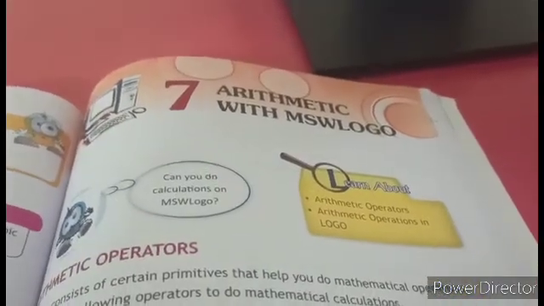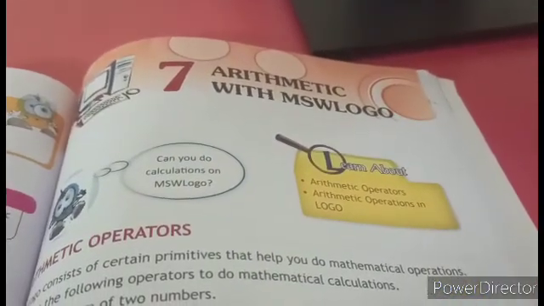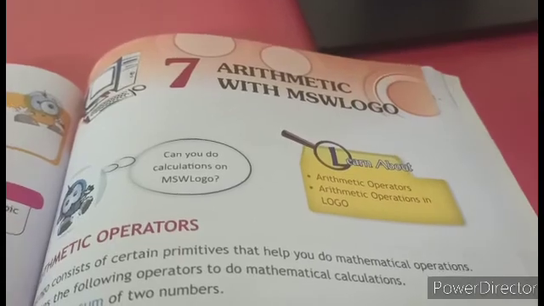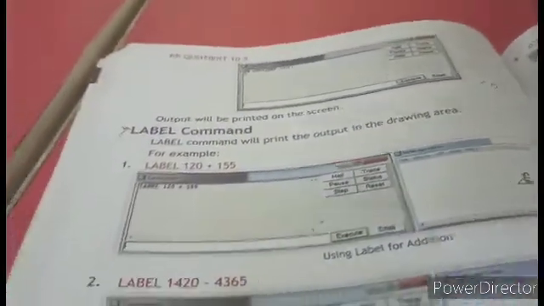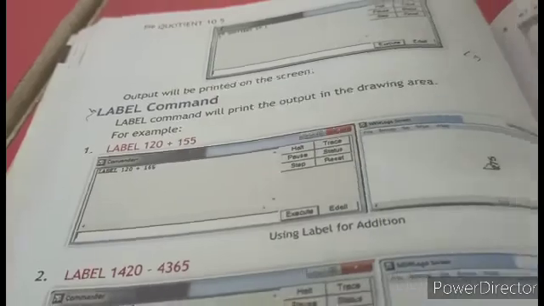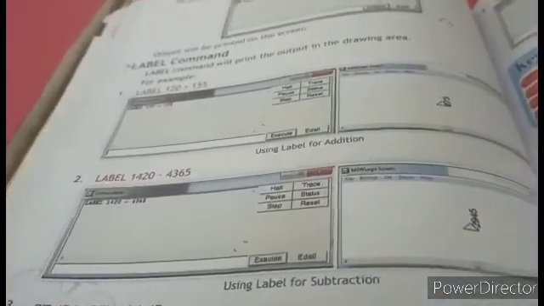Hello students, we are continuing the chapter Arithmetic with MSW Logo, which is given in Chapter 7 of your book. We are at the last portion of this chapter, where the only thing left to discuss is the label command. To discuss this, I am first typing something on the screen, so that you can understand the difference between label and the other Logo arithmetic commands.